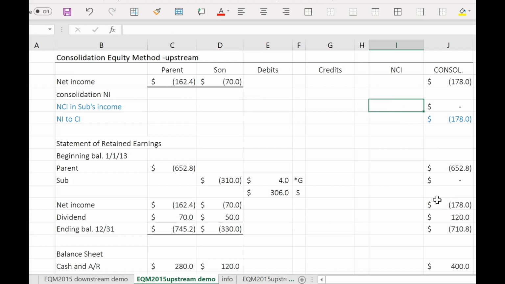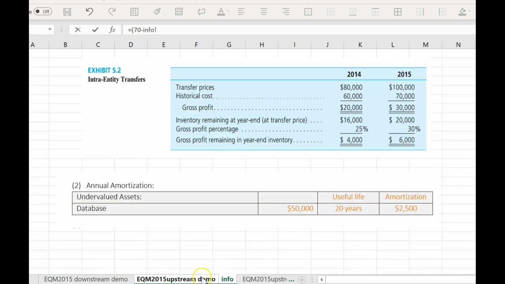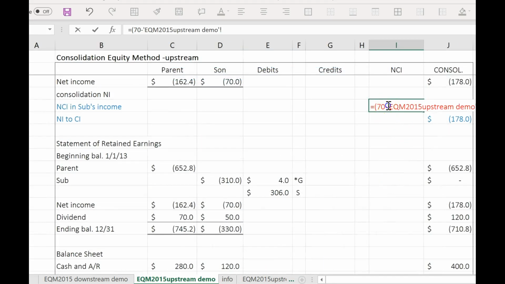So what that number would be: the 70,000 net income of the subsidiary here, right? Minus amortization. You can see amortization is here, 2.5 thousand. So I'm going to minus 2.5. I'm going to plus the realized gain from last year, 4,000. I'm minusing 6,000 unrealized gain this year. Multiply that number by 20%. So that is my NCI in net income.